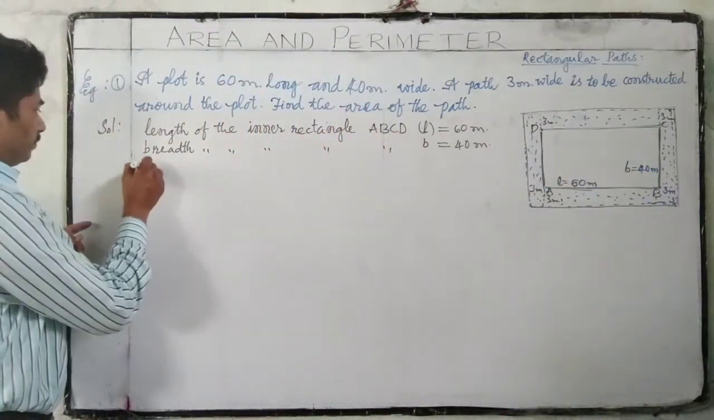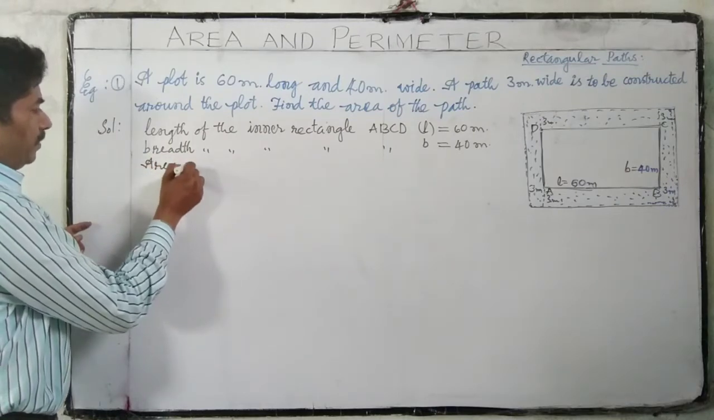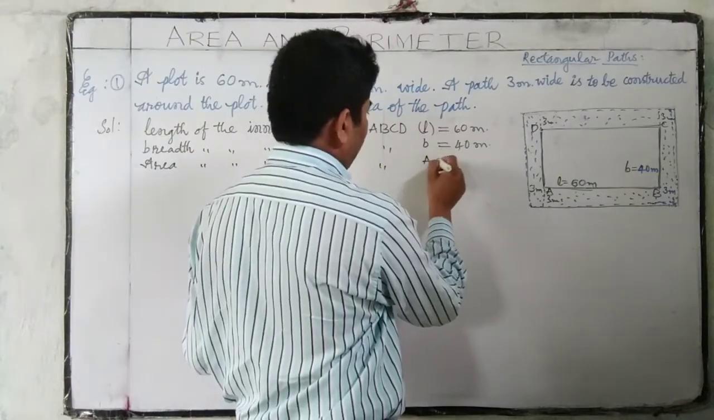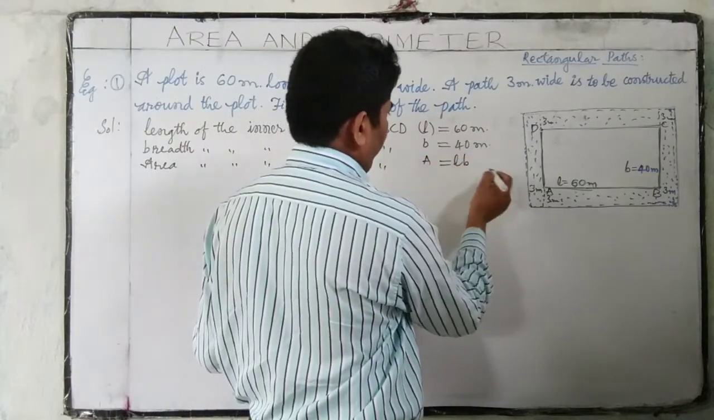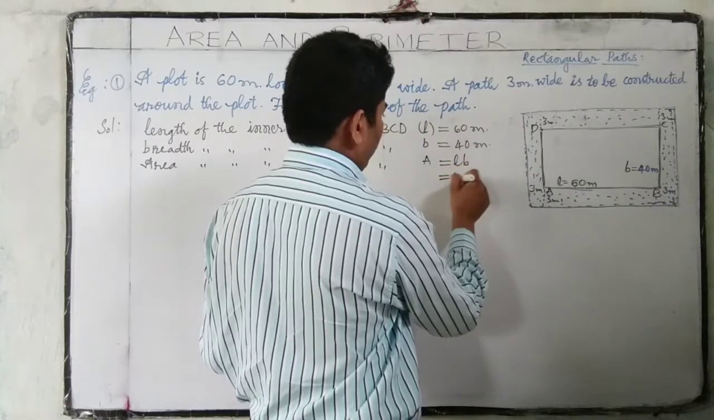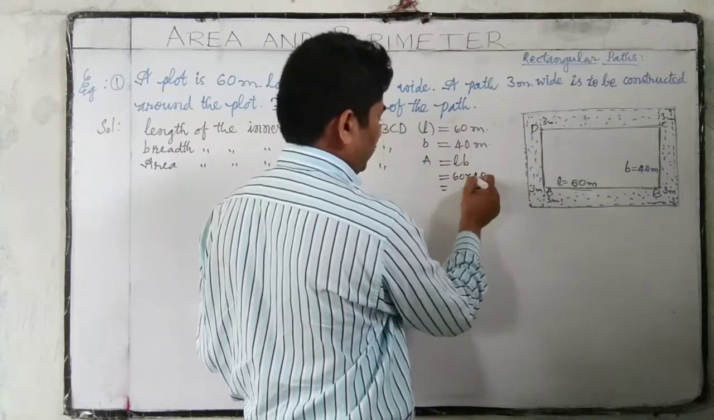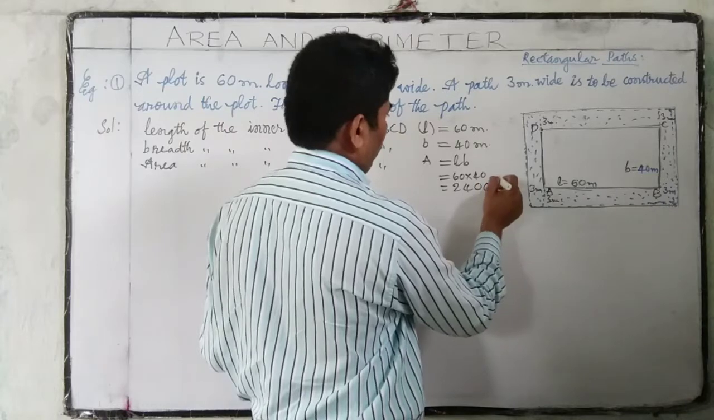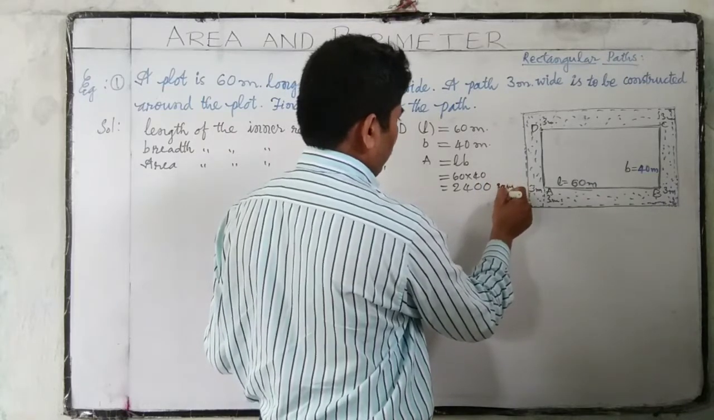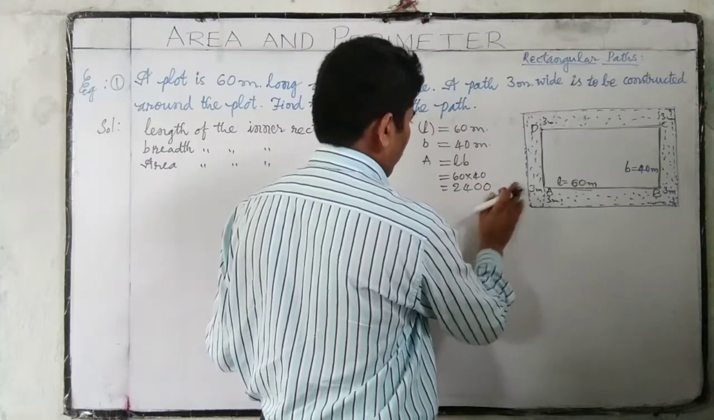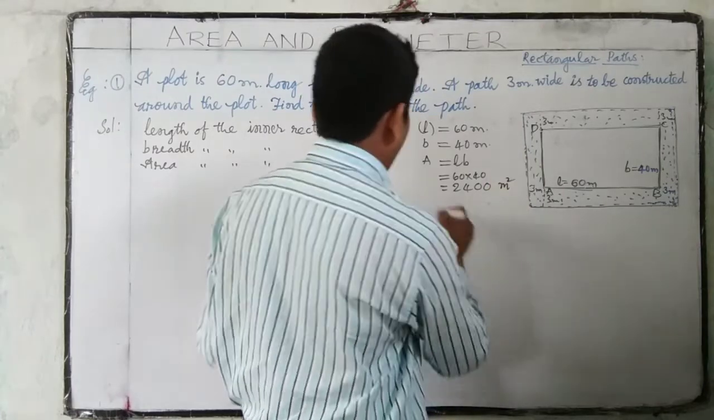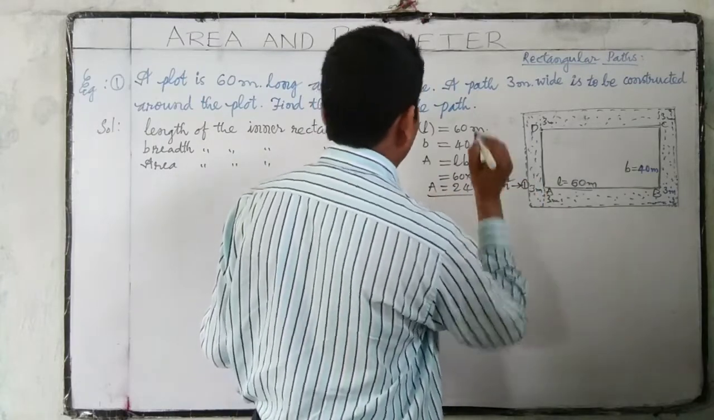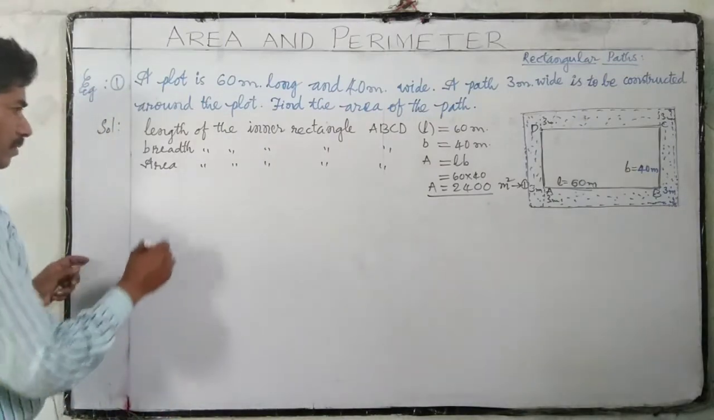So area of the inner rectangle ABCD, A is equal to lb is equal to 60 into 40 is equal to 2400 square meters. So we can write meter square also. This is the first answer.